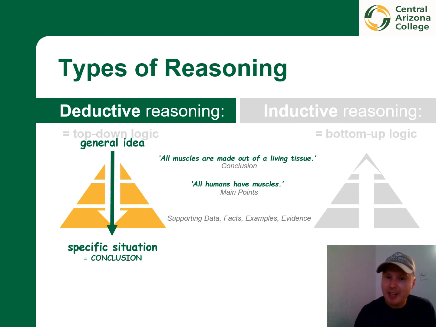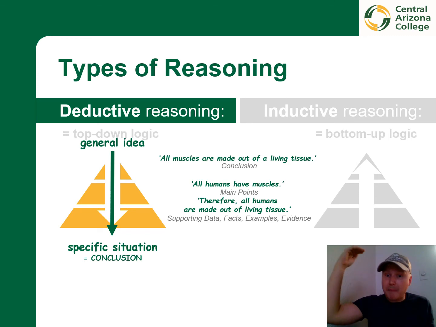So to return to our example that we started just earlier, we can now come to a conclusion. Since all muscles are made of living tissue and all humans have muscles, we can conclude that therefore all humans are made out of living tissue.